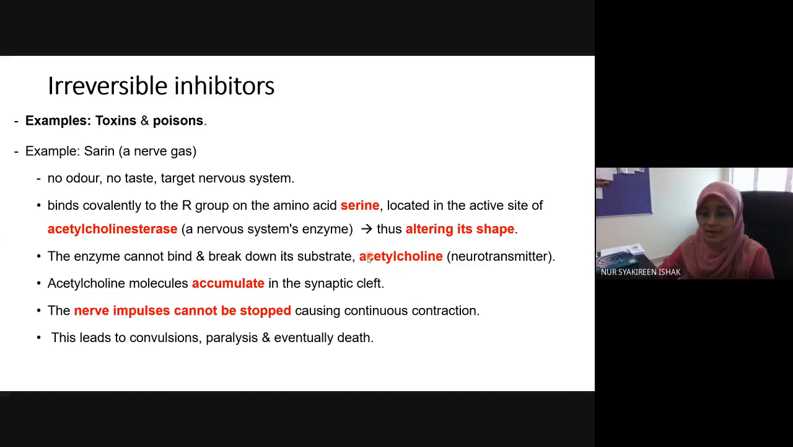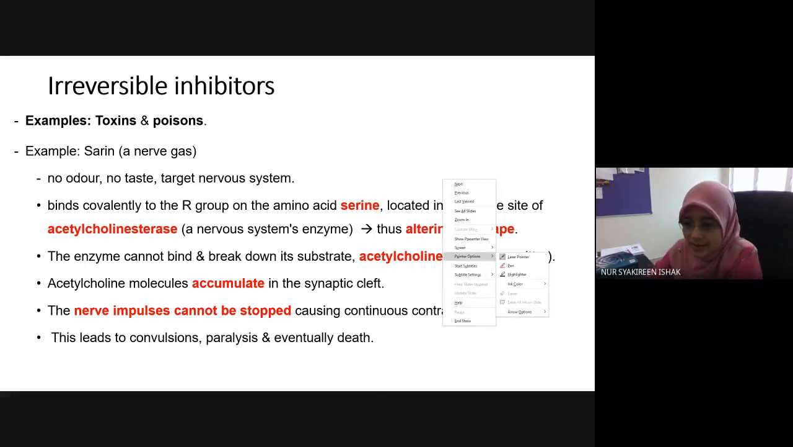So this is the function of the enzyme acetylcholinesterase. It is to break down acetylcholine. You need to break down the acetylcholine to prevent acetylcholine from accumulating at the synaptic cleft. So if I can draw here, it's like this.